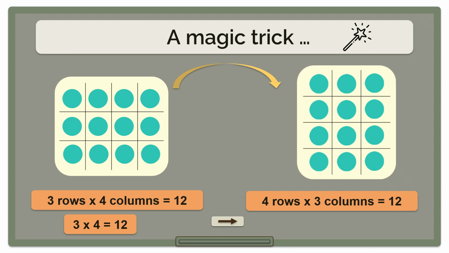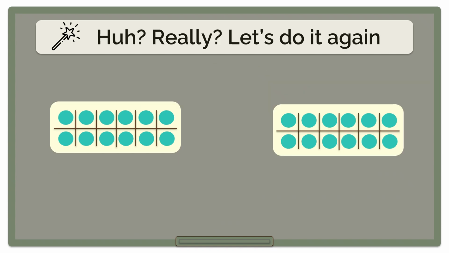So now I've turned that picture, and instead of having 3 rows, I now have 4 rows and 3 columns. Do I have any more dots? No. Do I have any less dots? No. I still have the same amount of dots. I still have 12. But only this time, I'm going to write my sum as 4 multiplied by 3 equals 12. Huh? Really? Well, let's do it again.